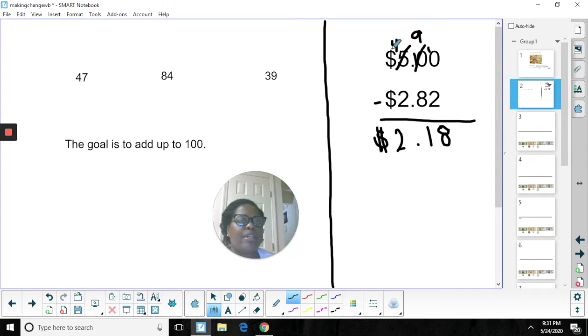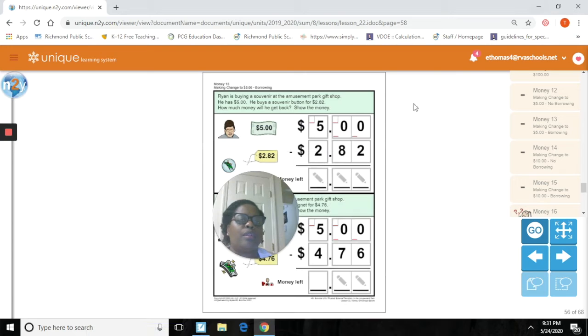Okay? So make sure you have copied this because it's going to make sense when we go to the next page. You see here we did a lot of borrowing, did we not? We sure did. We did a lot of borrowing. Okay, let's go to our next page.